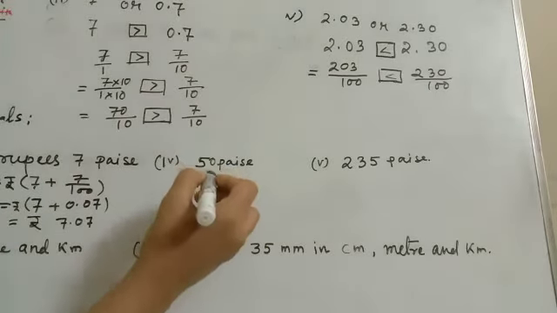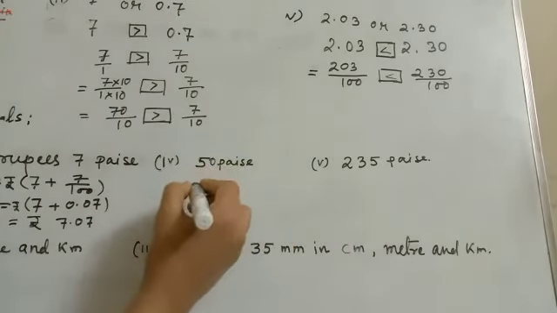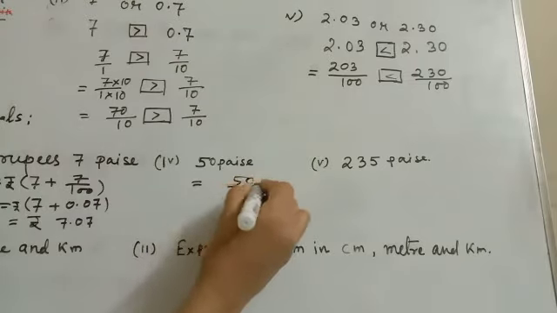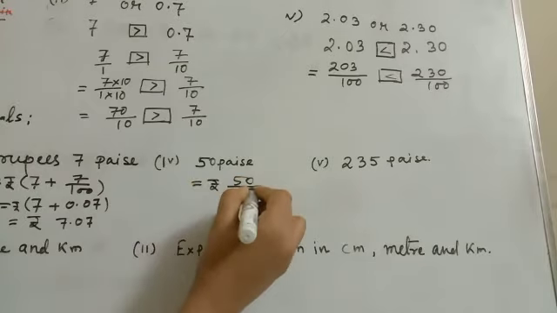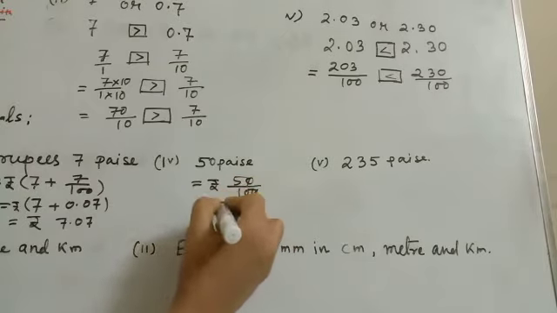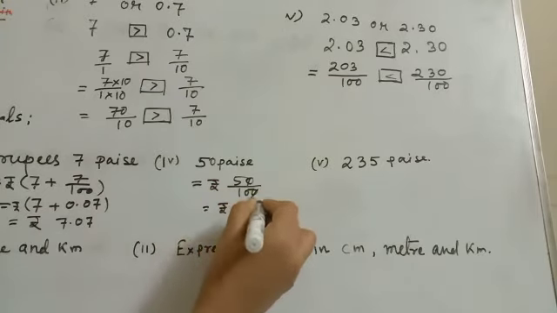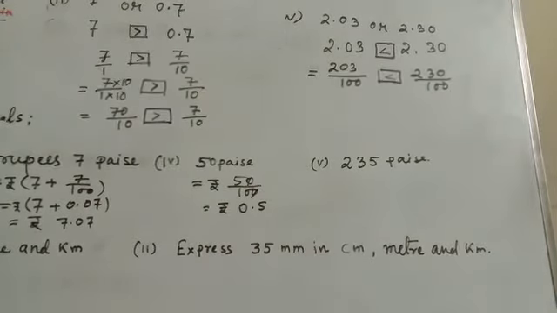Now next question is 50 paise. You have to express it in decimal. 50 paise, that means 50 by 100. You are converting the paise into rupees. So 100, 0 cancel. You can write in this way, rupees 0.5. Understood? Come to the next question.